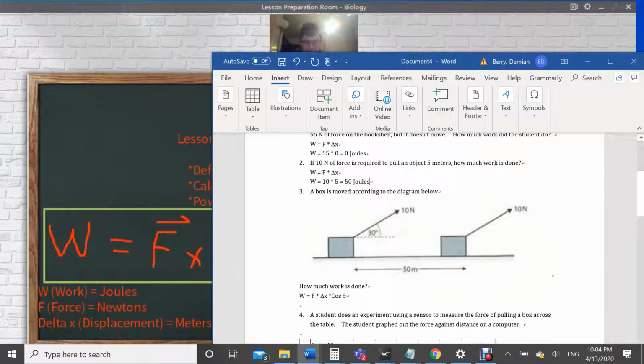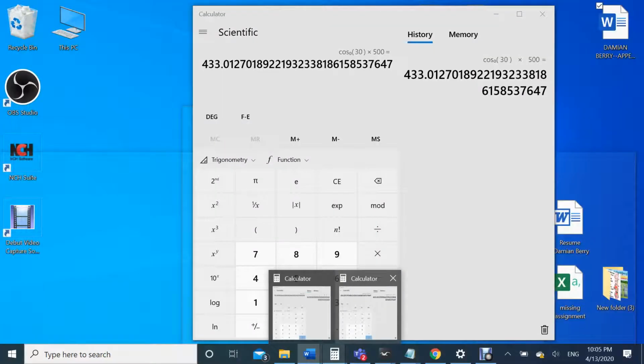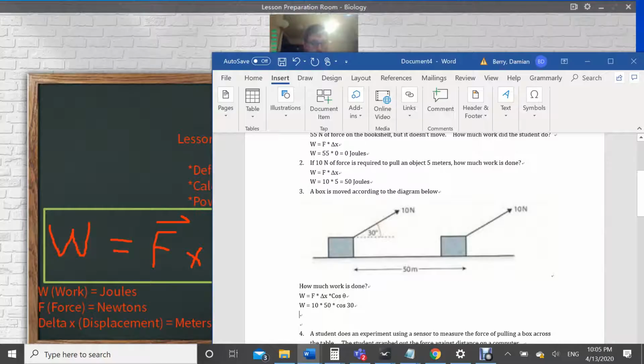It says that the box is moved according to the diagram below. They're applying 10 newtons of force at 30 degrees, and the box looks like it moves 50 meters. It asks the question how much work is being done. So work is equal to the force, which is 10, times delta x, which is 50, times cosine of theta, which is cosine of 30. Whenever I pull open the calculator for that, it's about 433. So work is equal to 433 joules.